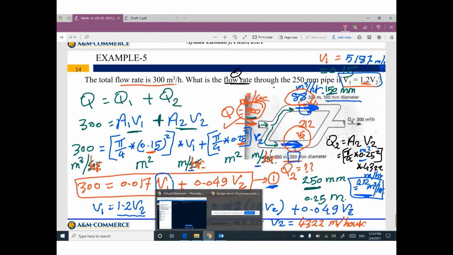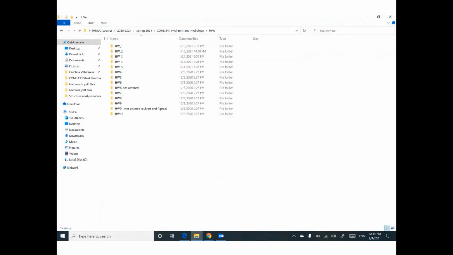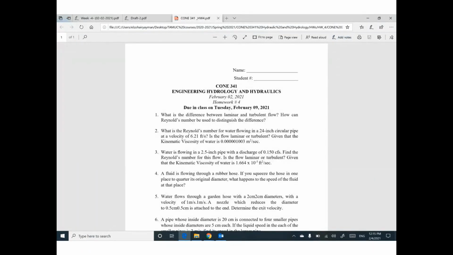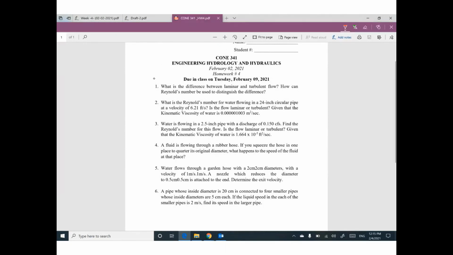Any question? Guys, do you have any question? So right now, you can start to solve your homework. It's very easy. How to determine the Reynolds number: question number 1, question number 2, probably question number 3. Starting from question number 4, 5 and 6 are based on the continuity equation.